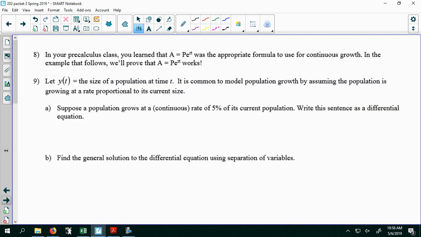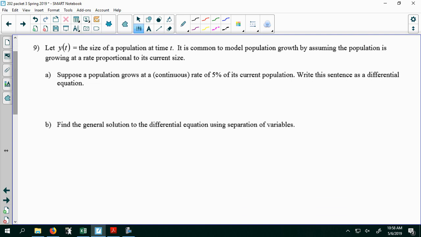Okay, so in your pre-calculus class, you learned that A equals P e to the rt was the appropriate formula to use for continuous growth, whether you're modeling a population of rabbits or money in a bank account. This example is going to prove that the A equals PE to the RT formula works.